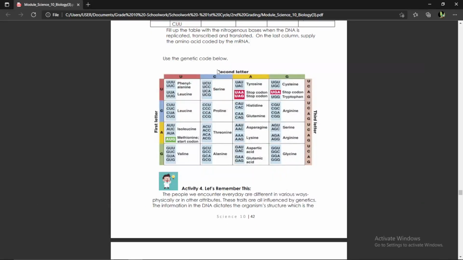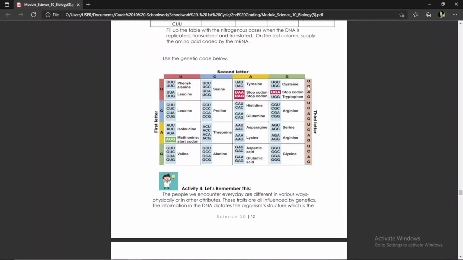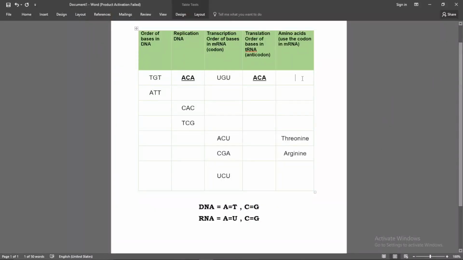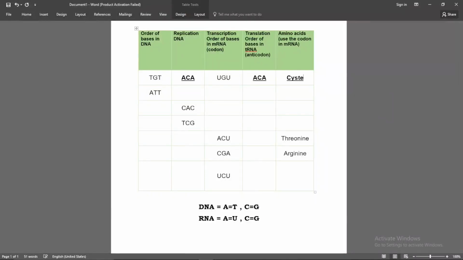We will be finding the second letter through the above, which is G. So U and G, we will be crossing out this part. And the final letter is U, where there are 4 rows right here. We will be going through U, G, and U. So that corresponds to cysteine. That's our amino acid for this particular codon, cysteine.